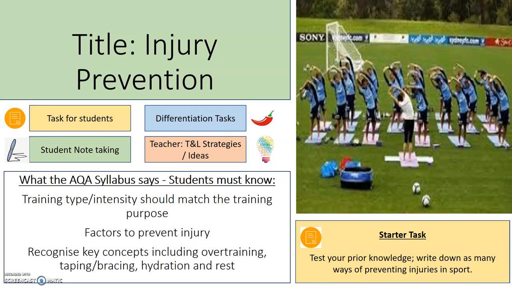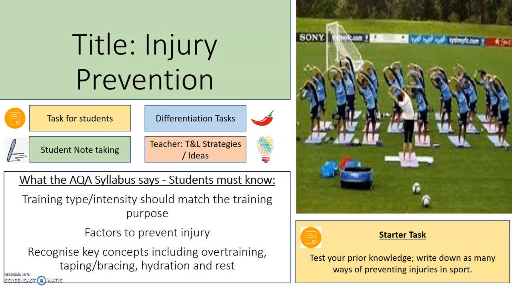So again, just a reminder in regards to these lessons, if you see a yellow text box, they are the tasks for students. If you see a green text box, they are the student note-taking. A blue text box for differentiation and a red text box for teaching and learning strategies, primarily for teachers.